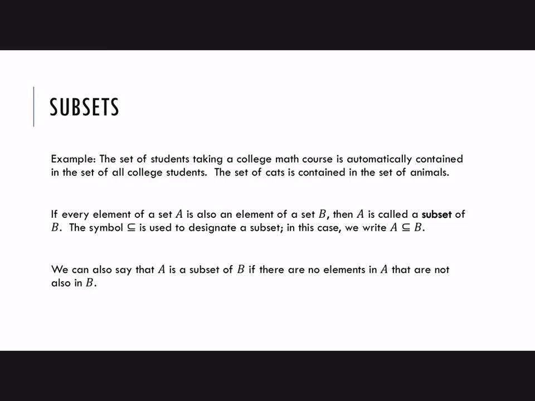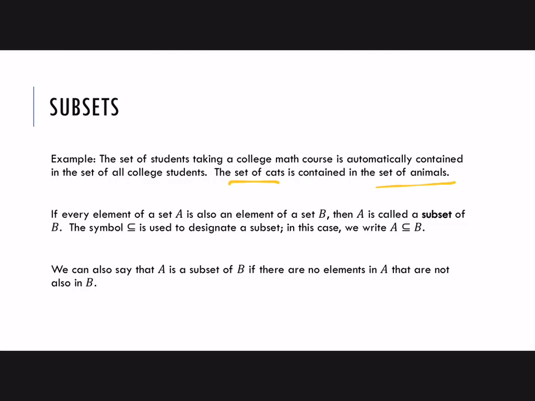All right, let's talk about subsets. Sometimes we have sets that are naturally contained in larger sets, so we needed a word for those, and those are called subsets. So some examples are the set of students taking a college math course. That's a subset of the set of all college students. Okay, so students taking a college math course are automatically considered to be college students. The set of cats is contained in the set of animals, so the set of cats is a subset of the set of animals.